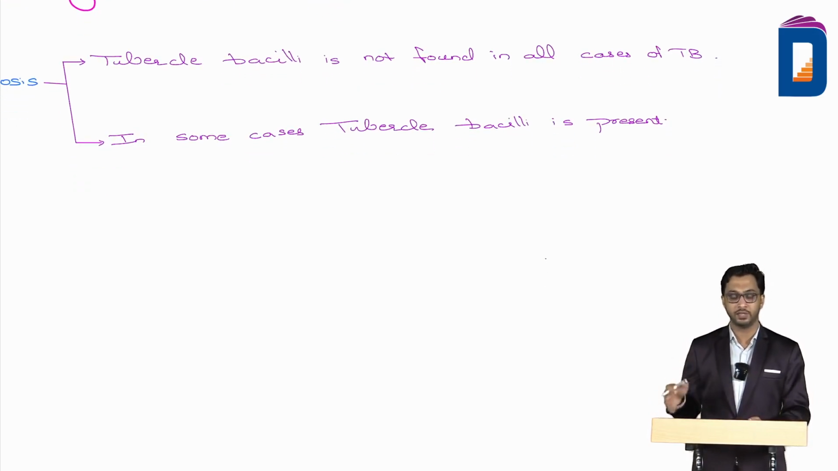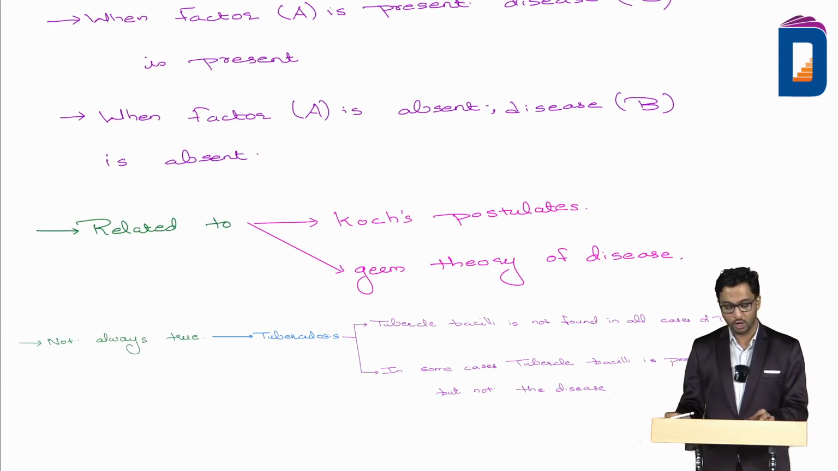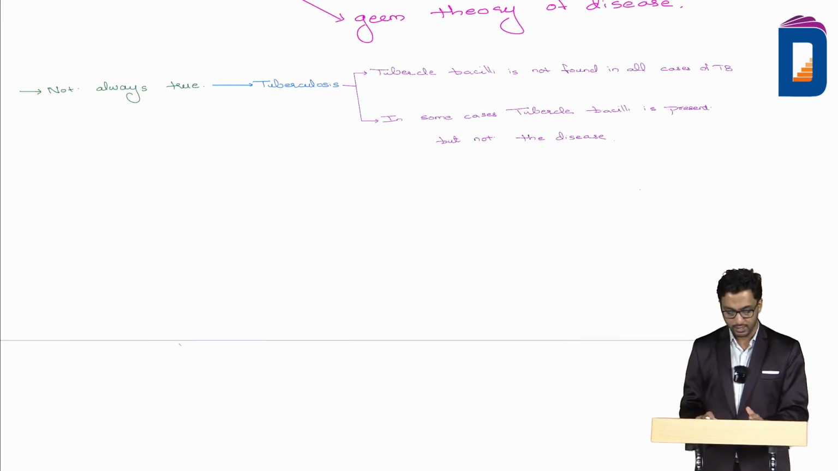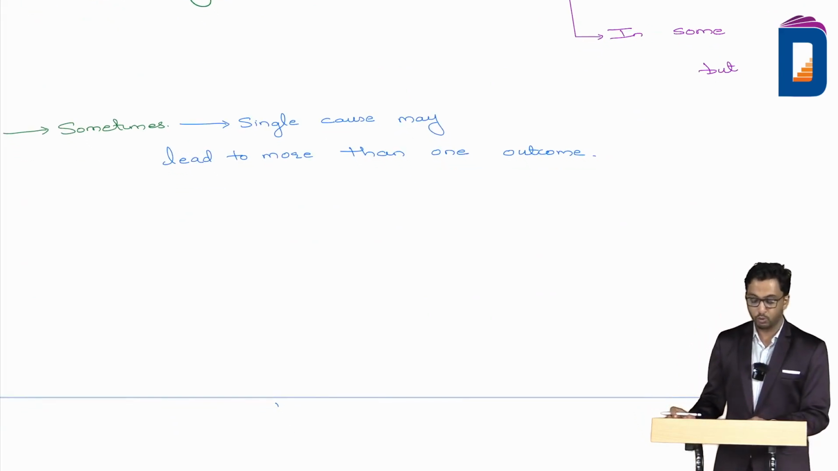You go for the test, you see the bacilli, but there is no disease. So that means causal association is not always true. Though it is the best way to explain the association, the causal association need not always be true. Now, sometimes you will see that a single cause may lead to more than one outcome.